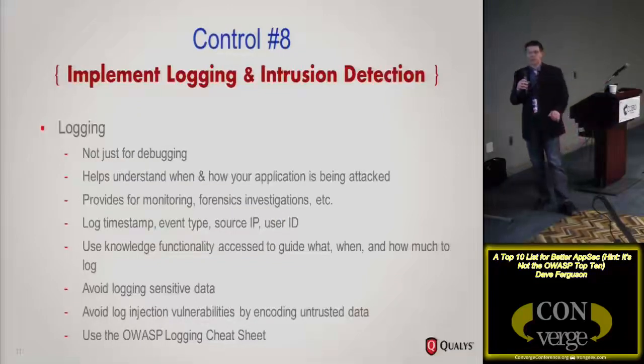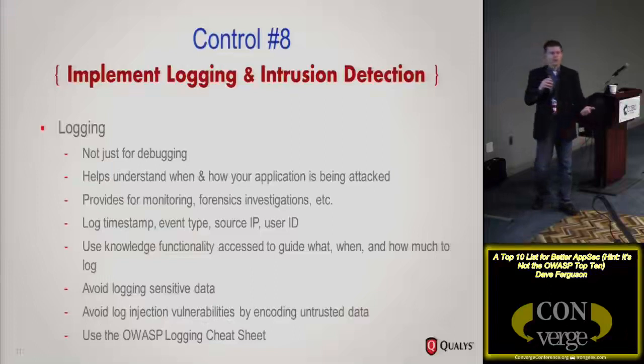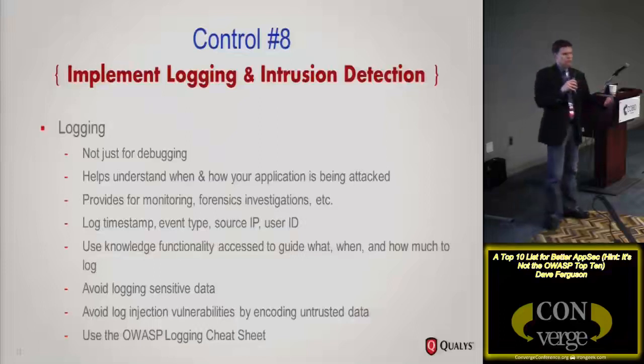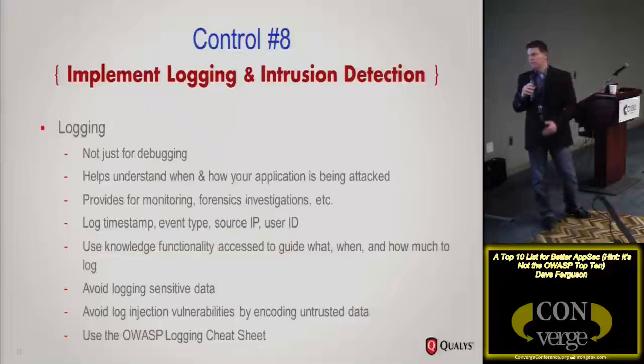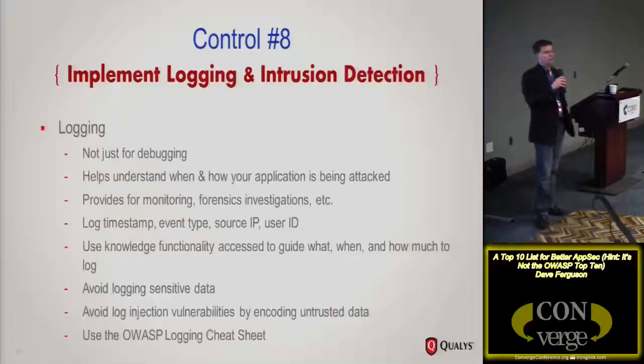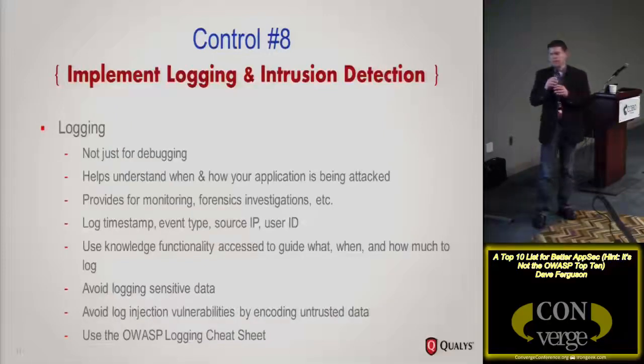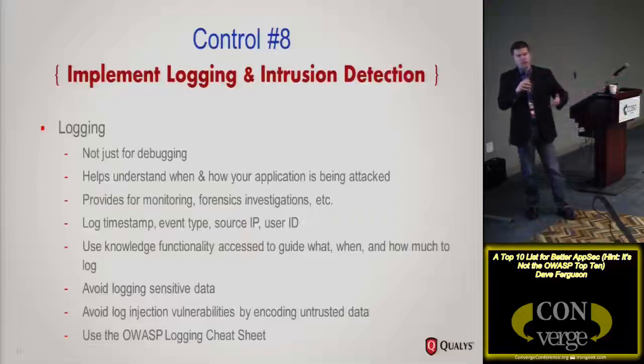When the logging is done, you really should list the timestamp when it occurred, the event type, the source IP, and the user ID associated with that, if needed. As you're developing the application, the developers know where the important pieces are, so you can use that as a guide to know what to log, where to log it, and how much to log. And as usual, you want to avoid logging sensitive data. You don't want to have credit card numbers or passwords in your logs.